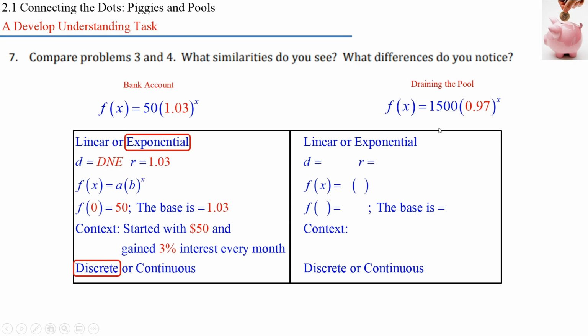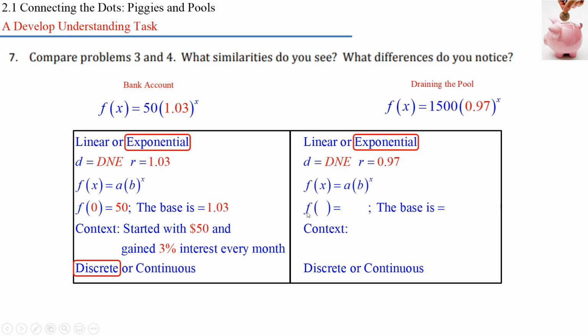draining the pool. Now, isn't this f of x equals a times b to the x? That looks exponential to me. So these are both exponential, a times b to the x. And if I'm exponential, the common difference does not exist. What's the common ratio here? 0.97, meaning I have exponential decay. Over here, the common ratio was 1.03. That's exponential growth. And again, my general form, f of x equals a times b to the x power.